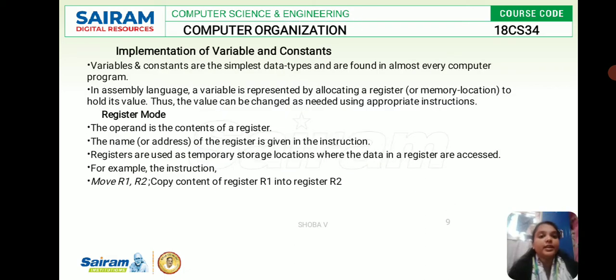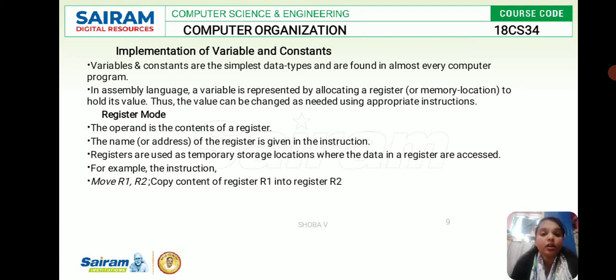Now the implementation of variables and constants. This is the simplest and most common way. These are found in almost every computer program, and in assembly language a variable is represented by allocating a register or memory location to hold its value. Thus the value can be changed as needed using particular instructions. And here is the register mode. The operand is the content of a register, and the name of the register is given in the instruction. Registers are used as temporary storage locations where the data in a register are accessed.